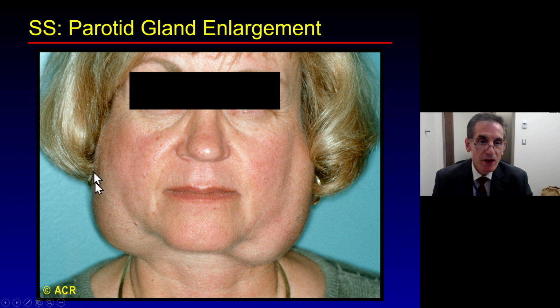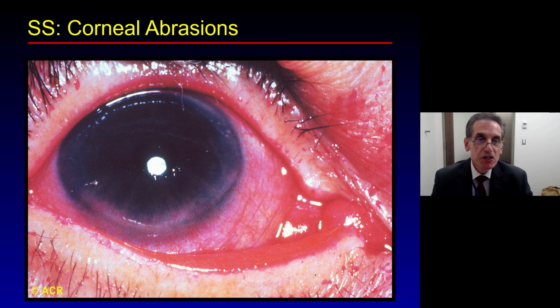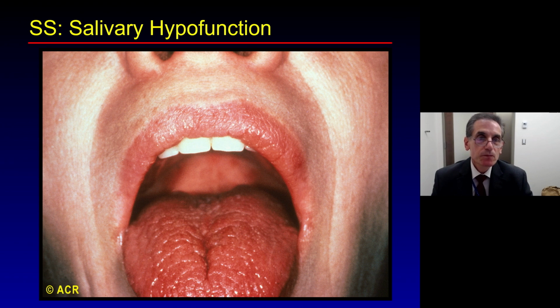This is a person with large parotid glands in the context of someone with Sjogren's syndrome. This is a person with dry eyes and corneal abrasions associated with Sjogren's syndrome. And this is a person with very dry mouth associated with Sjogren's syndrome.